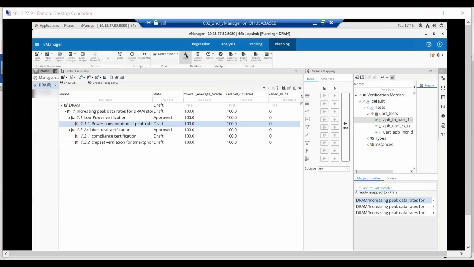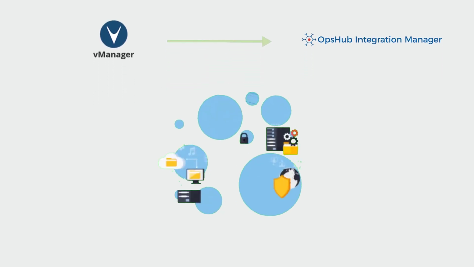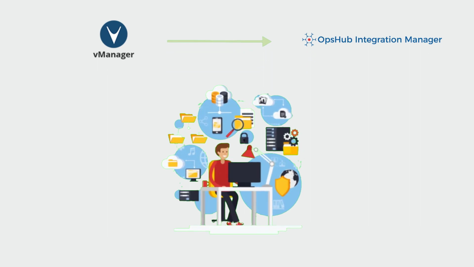We saw how integrating vManager with other tools can allow teams to seamlessly collaborate with each other without having to go out of their tool, while ensuring everyone is looking at the latest copy of requirements and results. This completes the demo. Thanks for watching. Integrating Cadence vManager with other tools using OIM improves productivity for organizations by minimizing manual intervention and errors.